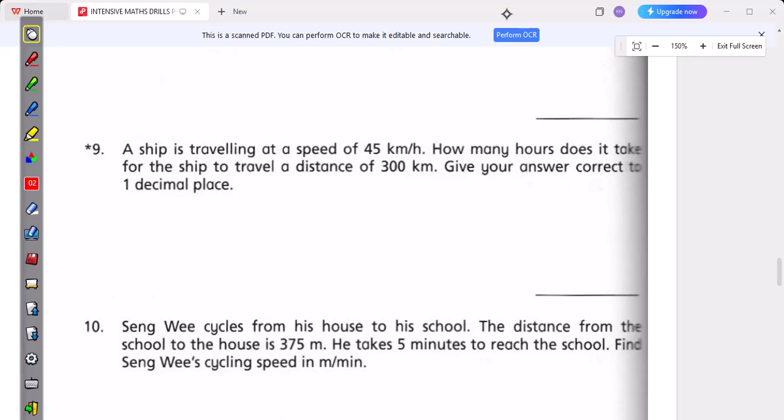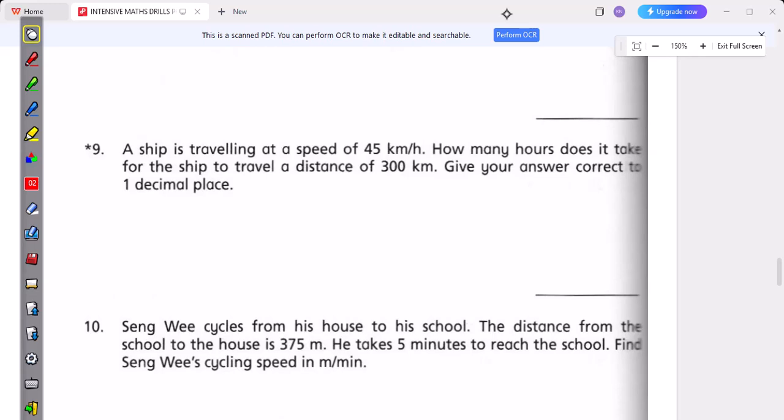Okay. Next, let's take a look at this question. A ship is traveling at a speed of 45 kilometer per hour. How many hours does it take for the ship to travel a distance of 300 kilometer? Give your answer correct to one decimal place. So just like usual, we find the information in every sentence, and we convert it into the math model.